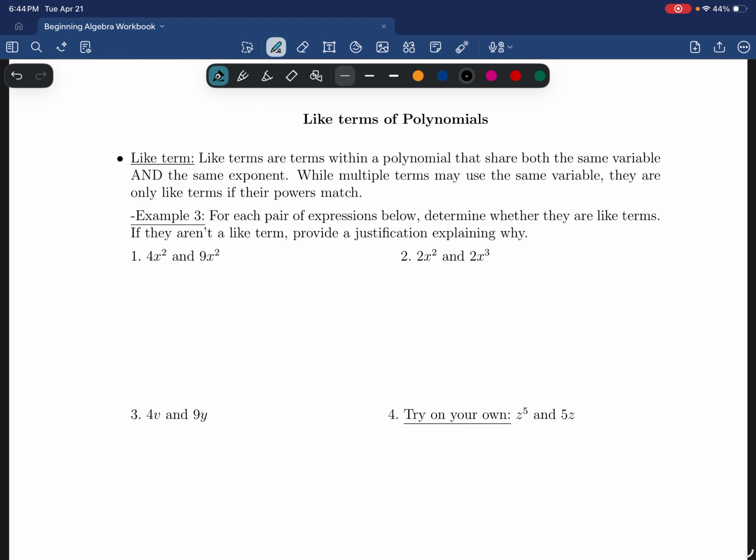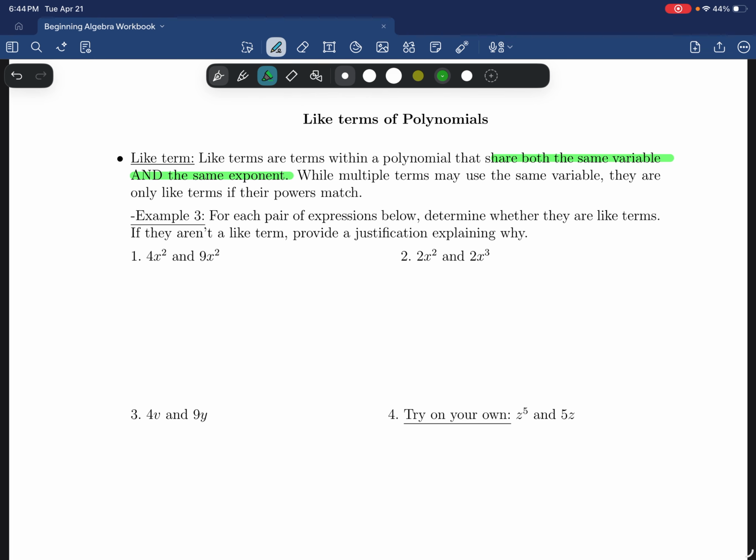So like terms within a polynomial are terms that share both the same variable and the same exponent. So I'm going to go ahead and highlight that here. They need to share both the same variable and the same exponent. While multiple terms may have the same variable, they are only like terms if their powers match. It's a common mistake for students just to see, like in polynomials, they'll be like, oh, hey, look, both these variables are the same, so therefore they're like terms. But the one thing that they don't pay attention to is the powers. So the powers need to match as well as the variables.